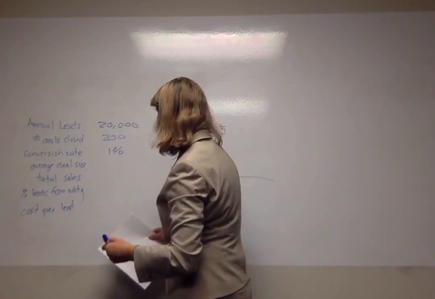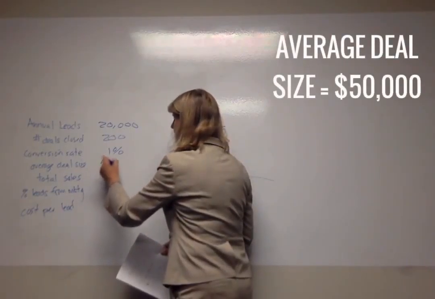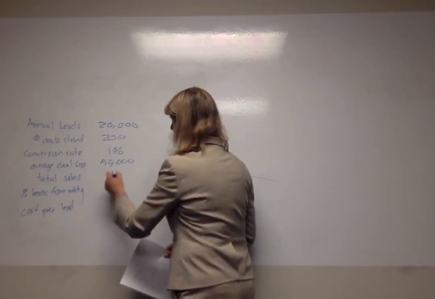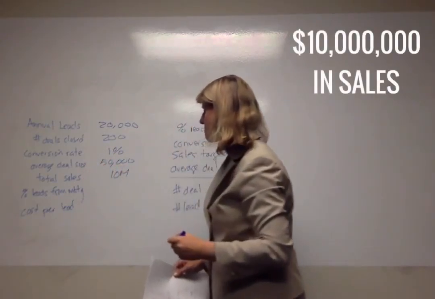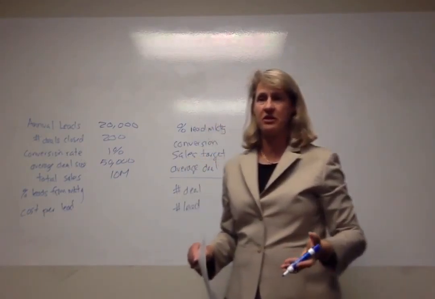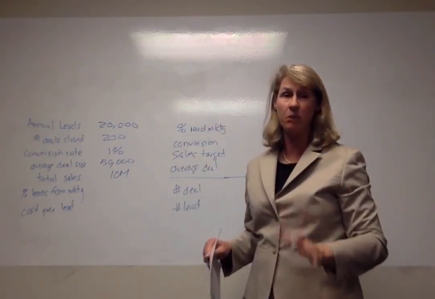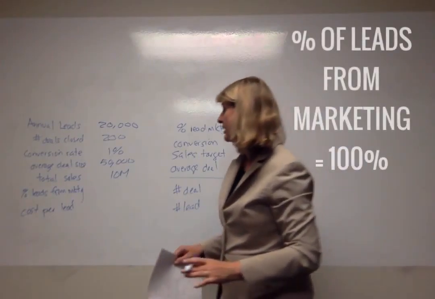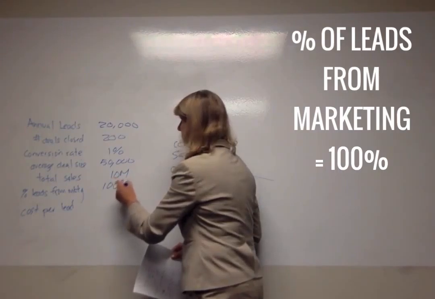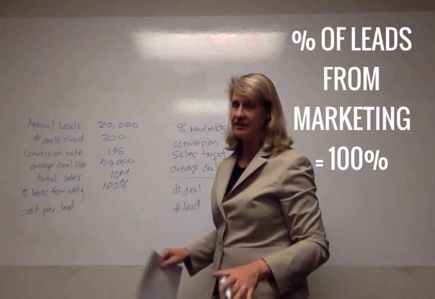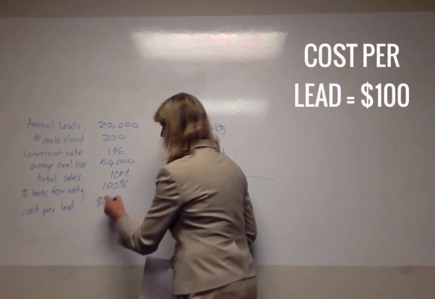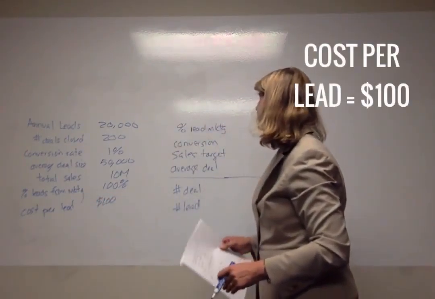Let's also say your average deal size was $50,000. So 200 deals at $50,000, that's a $10 million sales run rate. Then you also want to know what percent of leads marketing is expected to generate. And let's say this year marketing had a tough row to hoe. 100% of all the leads needed to come from marketing. And let's also say when you did some research that your average cost per lead was about $100.